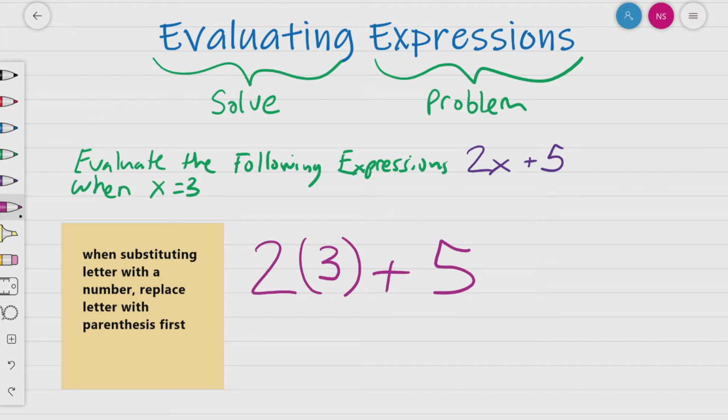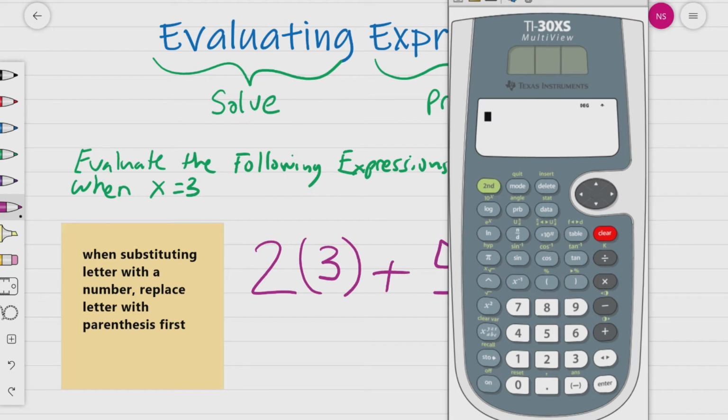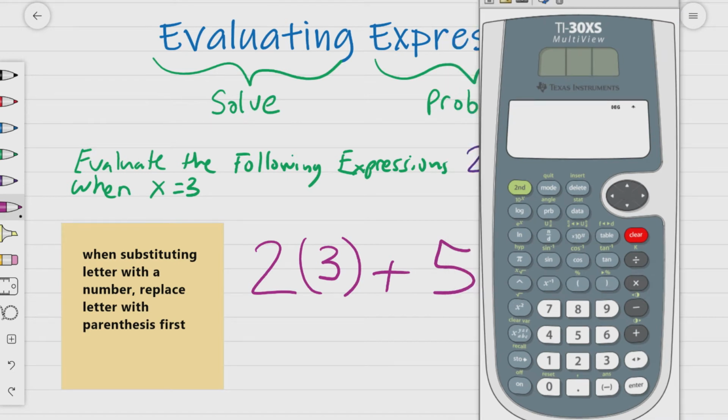The whole purpose of today's lesson is to whip out our trusty old calculator, okay? We are going to input all of this that we just did. We rewrote the problem with parentheses. We inputted the number in for x. We're going to type this out exactly the way it is into our calculator.